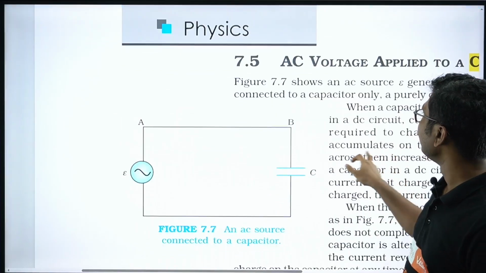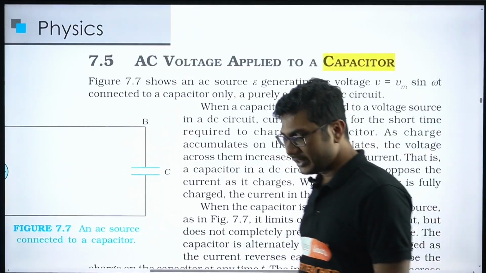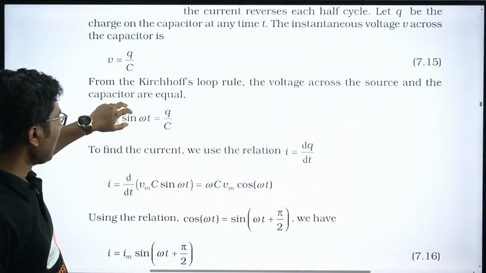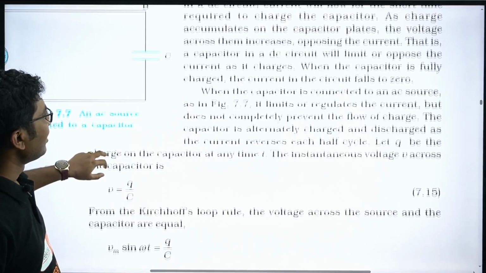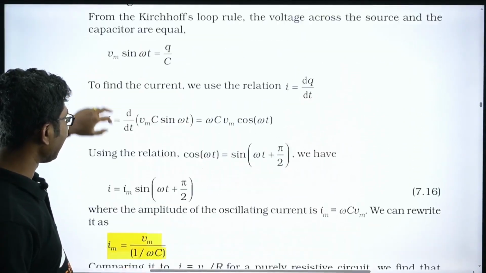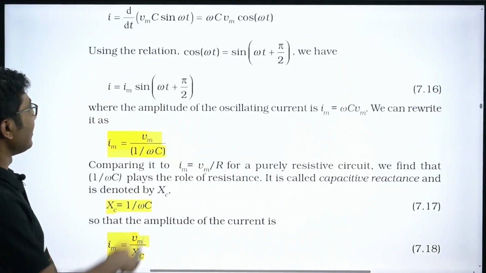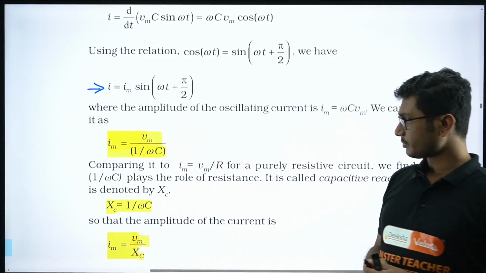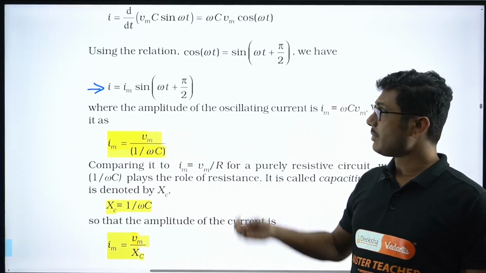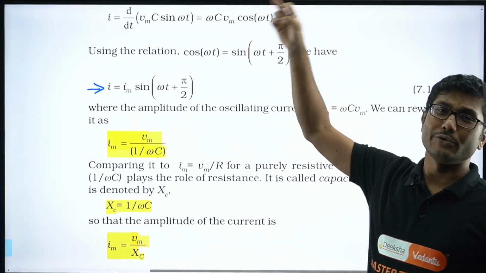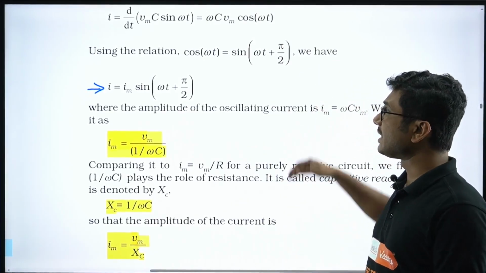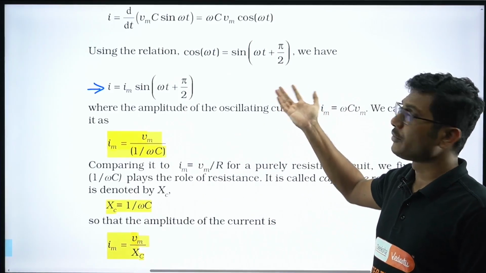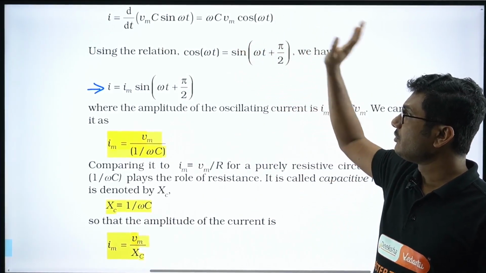With the AC voltage applied to a capacitor, the rest of the parts you can read once, not super important. Now again, similar to the inductor, we can find the relationship. The mathematical derivation is there, but it is not important for your board or any competitive exam. Definitely you should just have a look at it in case you are preparing for the JEE Mains exam. Sometimes they might give you a function and ask you to find the current. In that case you have to do the differentiation, that's it. So just check the differentiation once.